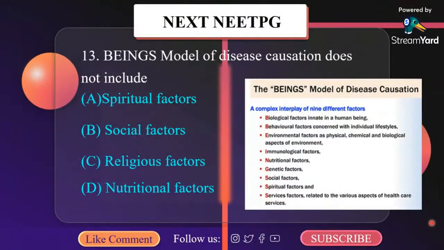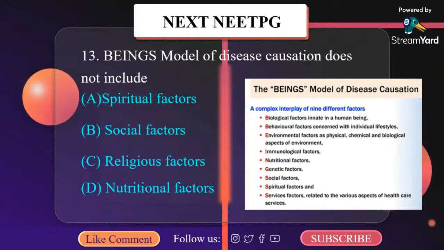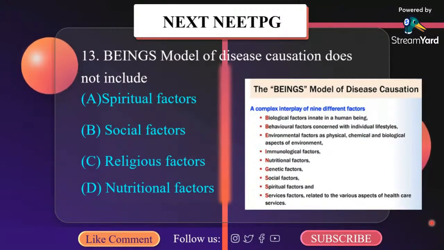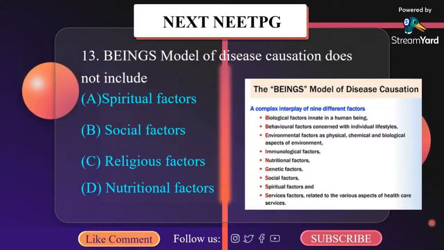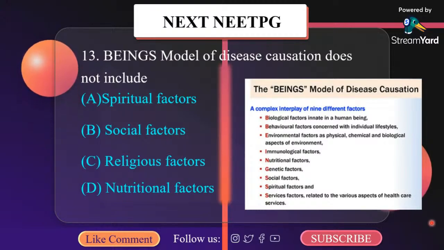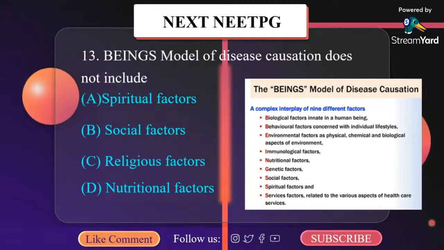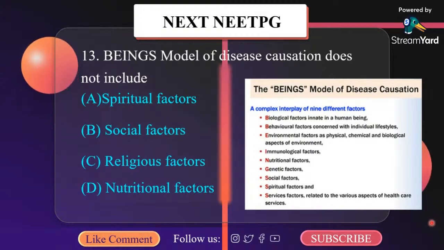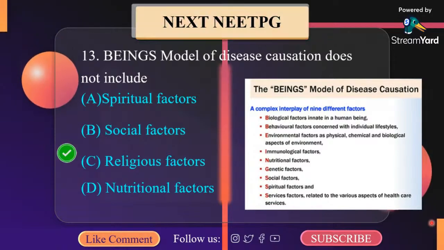Being's model of disease causation does not include: A. Spiritual factor, B. Social factor, C. Religious factor, D. Nutritional factor. What is Being's model? B for biological factor and behavioral factor, E for environmental factor, I for immunological factor, N for nutritional factor, G for genetic factor, S for service, social, and spiritual factor. So the correct answer here is C. Religious factor.